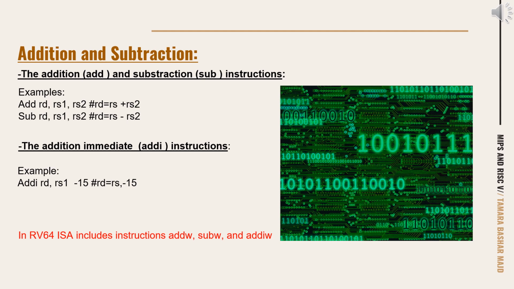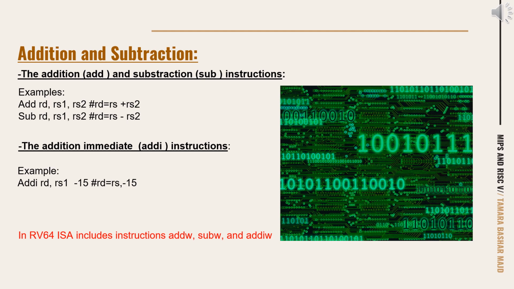The addition and subtraction instructions add and subtract the content of the source registers and store the result in the destination register. In the example given, the contents of RS1 and RS2, the two source registers, are either added or subtracted and then stored in the destination register RD. We also have the add immediate instruction, where the contents of a source register are added to a signed integer constant and then stored to a destination register.